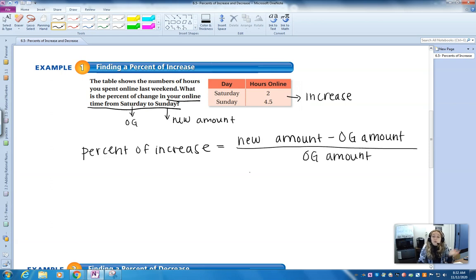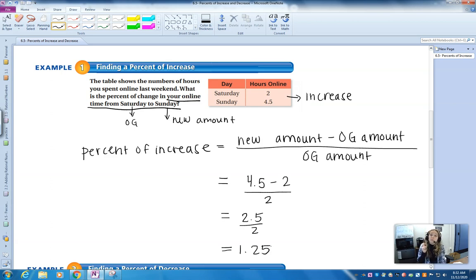Now we're just going to fill it in. Remember, the new amount is 4.5, that's Sunday. So we're going to do 4.5 minus the original amount, which is Saturday, 2, over the original amount, which is 2. Then we're going to simplify that. In my calculator, I'm going to go 4.5 minus 2 to get the numerator, and that's going to give me 2.5 over 2. Then in my calculator, all I'm going to do is type in 2.5 divided by 2.